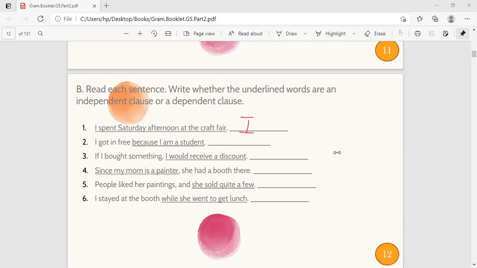You're right. Okay. Who hasn't participated? Marlon? Yes, miss. Okay, number 2, please. I got in free because I'm a student. Because I am a student. Dependent or independent?